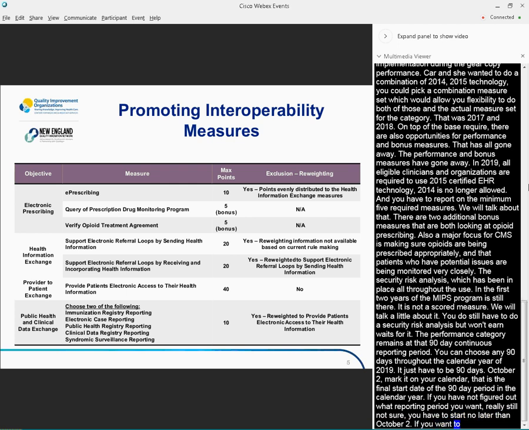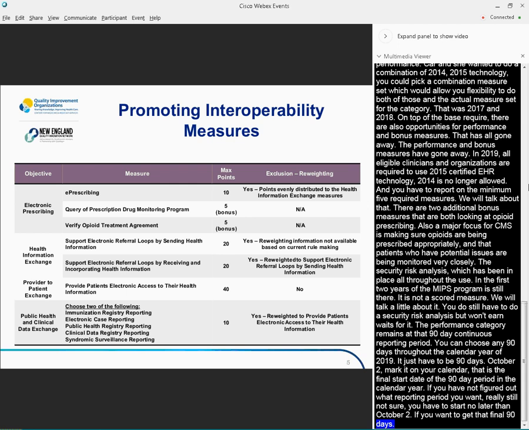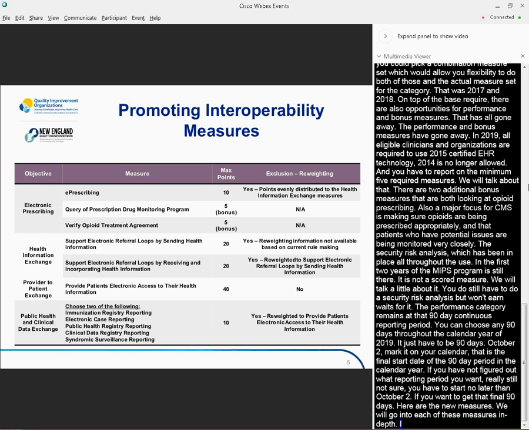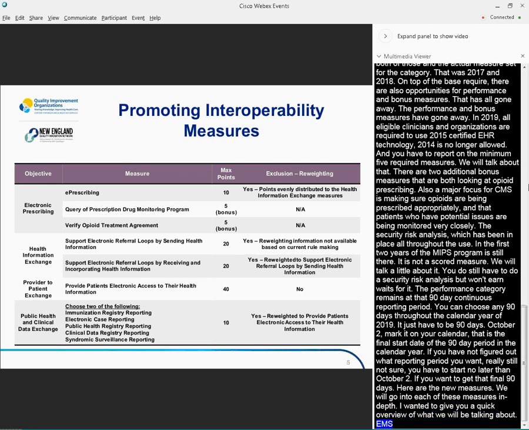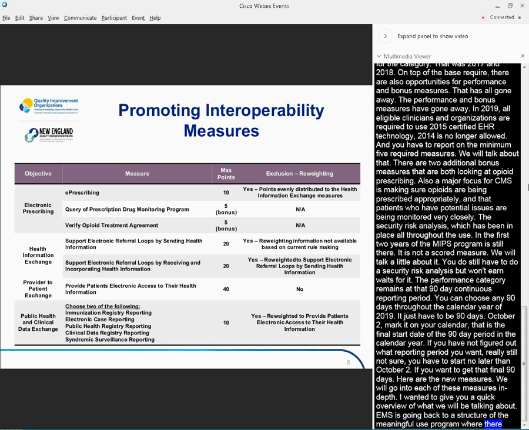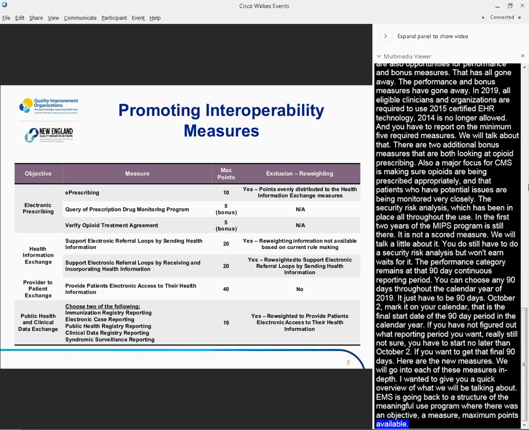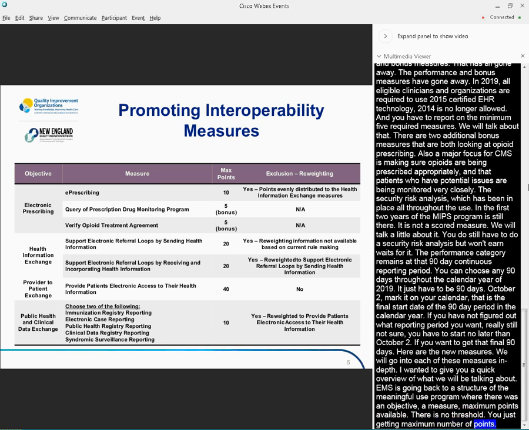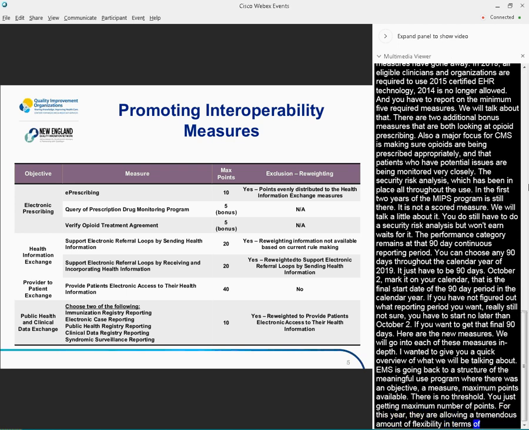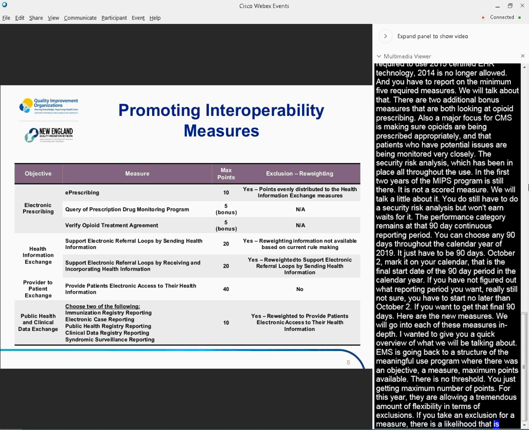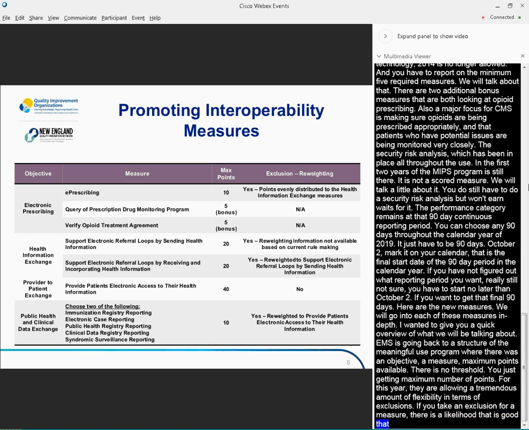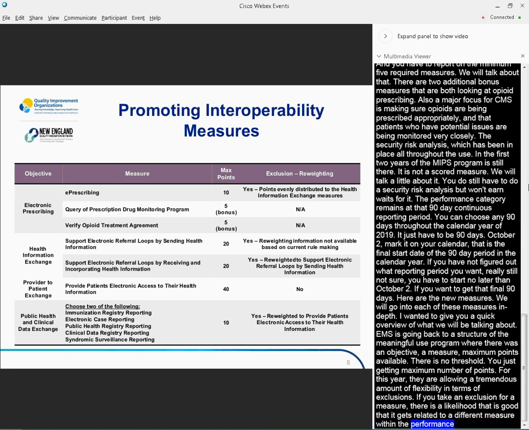So here are the new measures. We'll go into each of these measures in depth, but I just want to give you a quick little overview of what we'll be talking about. So CMS is going back to, like I mentioned, kind of the structure of the Meaningful Use program where there was an objective, a measure, and maximum points available. There's no threshold currently. You just get a maximum number of points. And for this year, CMS is allowing a tremendous amount of flexibility in terms of exclusions. So if you take an exclusion for a measure, there's a good likelihood that that measure gets reweighted to a different measure within the performance category, allowing you to still get at least a handful of points for your performance in a different measure.